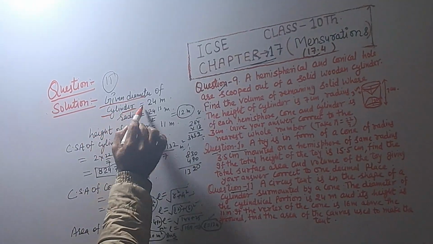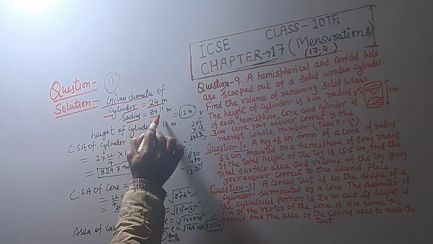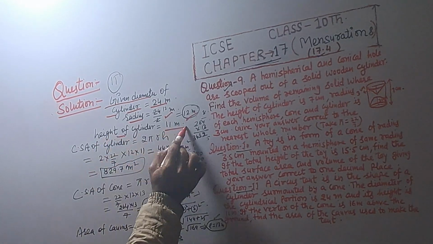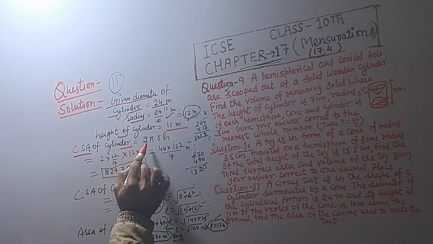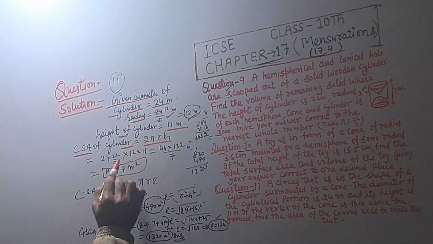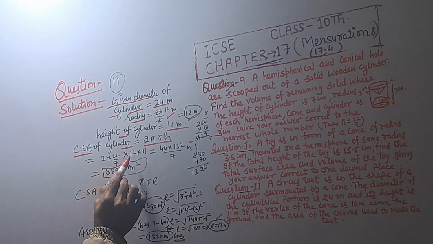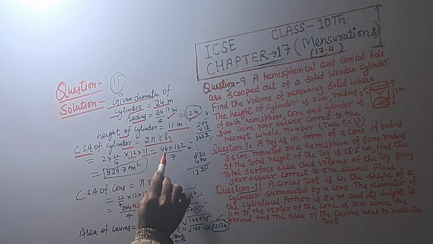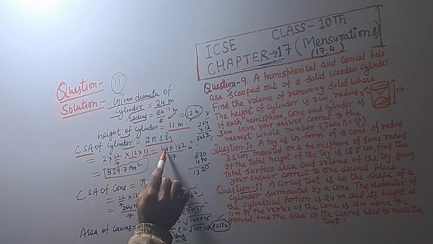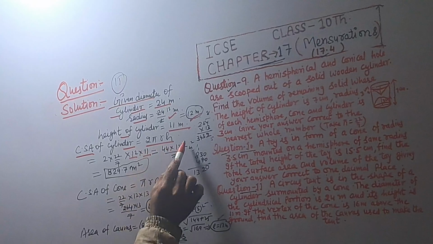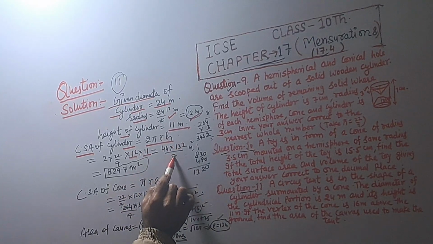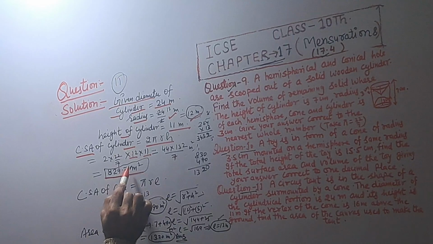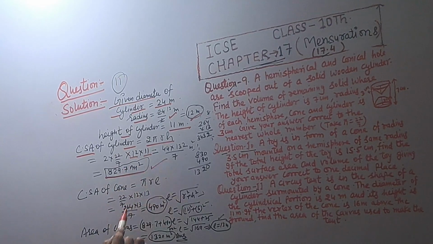Given diameter of cylinder is 24 meter and radius is half of diameter, that is 12 meter. Height of cylinder is 11 meter. Curved surface area of cylinder is equal to 2 pi rh. 2 into 22 upon 7 into radius 12 and height 11. 22 2s are 44 and 12 into 11, that is 132, divided by 7. We get 829.71 or 830 approximately meter square.